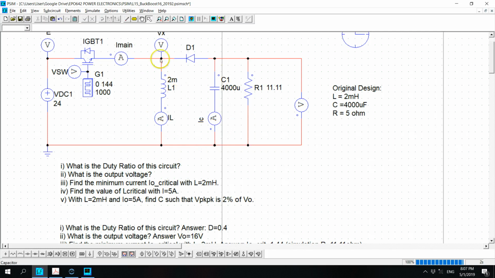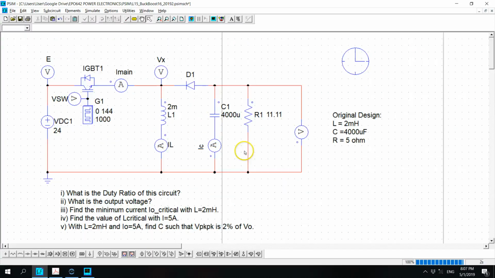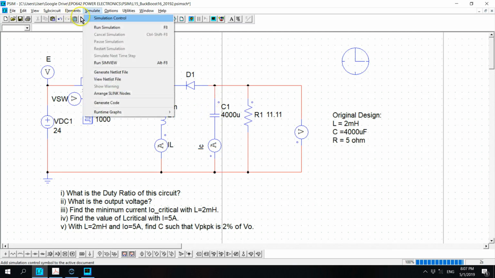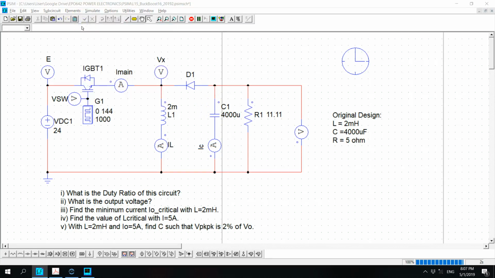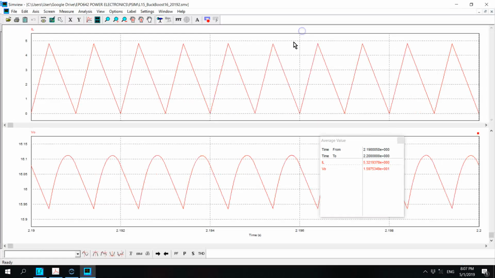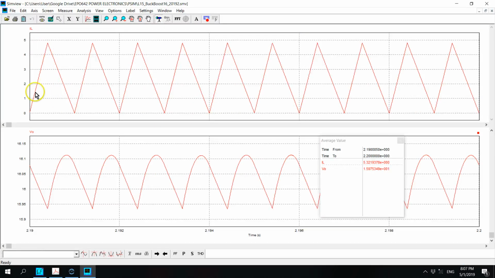And this is the boundary condition. So the minimum current that allows for the circuit is 1.44 ampere, and that corresponds to 11.11 ohm. Want to run simulation again? Look at inductor current. Yes, if you look closely, the inductor current falls to 0 and then it rises again. And so this is the boundary between continuous and discontinuous.